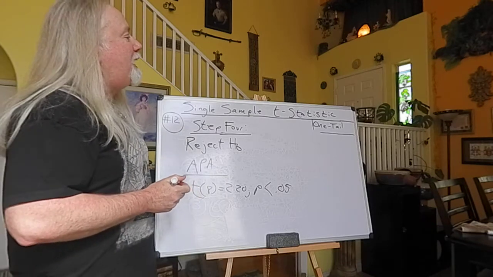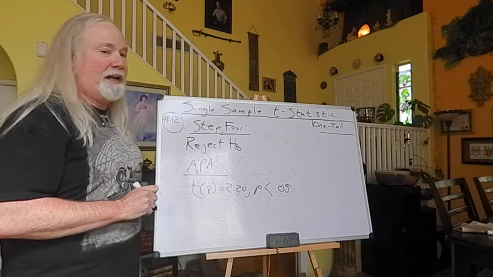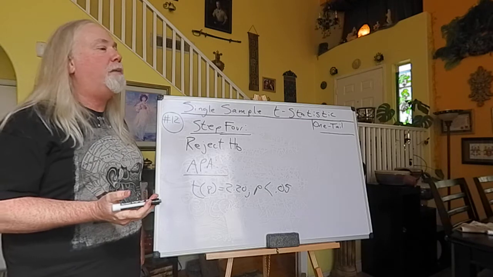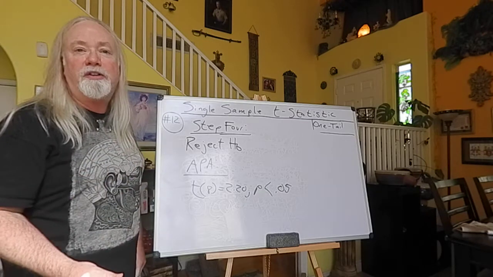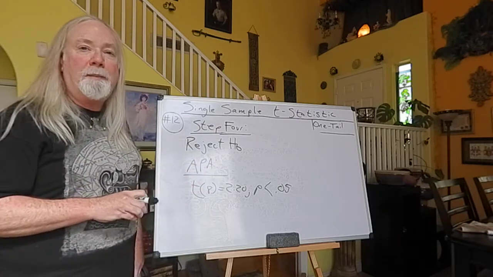So that is the end of our one-tail single sample t statistic example out of the book. For the next section, in the next video, we'll talk about some other factors. We'll talk about some of our statistical assumptions and those things relative to these. Okay, see you in that video.